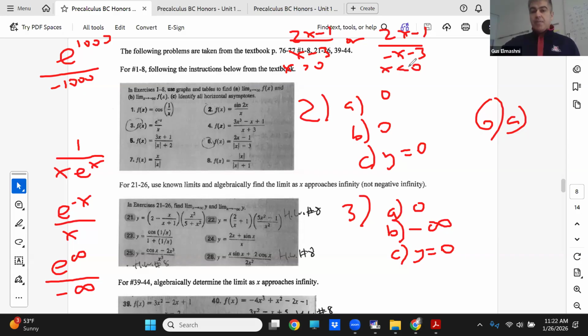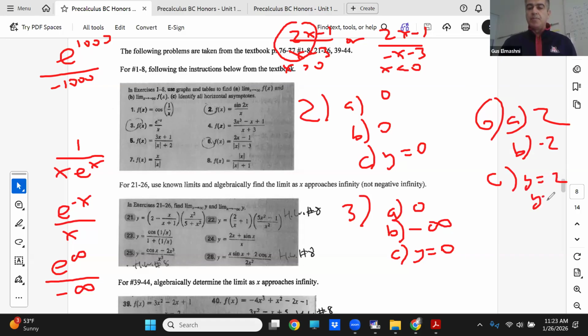If x is approaching positive infinity, what's the ratio of those leading coefficients? So it's 2. But if approaching negative infinity, it should be -2. So you have two horizontal asymptotes, y equals 2 and y equals -2. Okay. So hopefully it makes sense for that one.